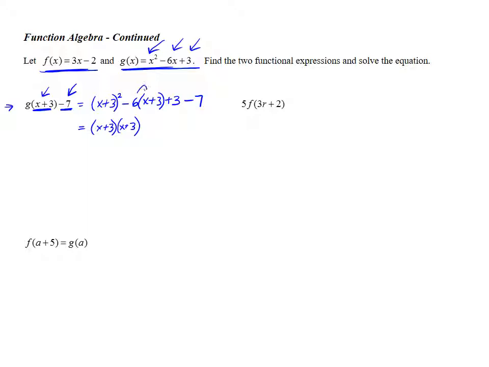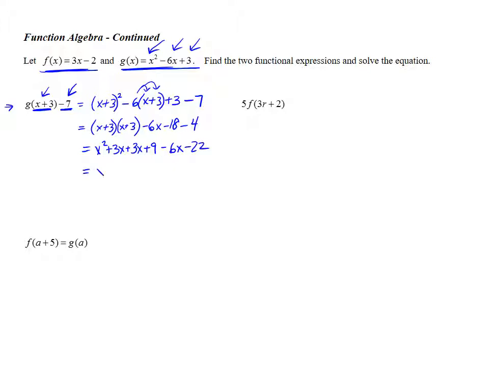I've got minus 6 distributed into the x plus 3, so minus 6x minus 18. I've got plus 3 and negative 7. If you want, you could go ahead and add those together right there, minus 4. FOIL these two out. X plus 3 times x plus 3 is x squared plus 3x plus 9 minus 6x, and negative 18 minus 4 is negative 22.